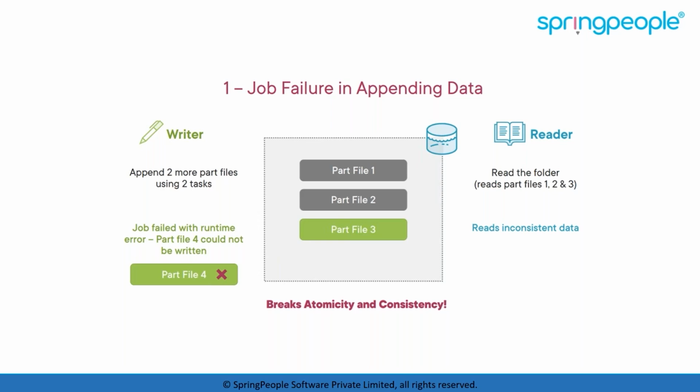what these ACID properties are. Whenever I'm trying to append data, I already have part file 1 and part file 2. I am trying to append another 2 files into the same sales data and store these 2 files into the data lake. Part 3 was successfully loaded into the Delta Lake. And then while I'm trying to append the fourth part, the write failed with some connectivity issue or some other error like divide by zero. It failed to load the data into the data lake.